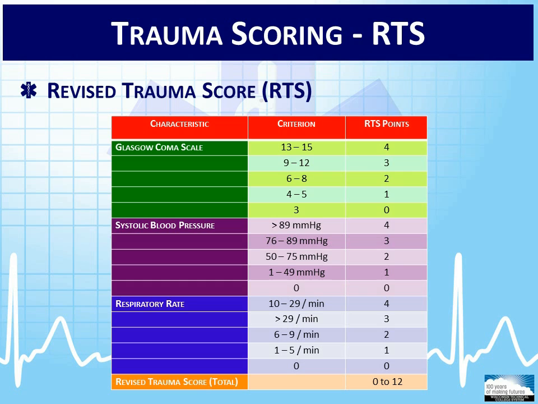Both the GCS and the RTS assist the EMS provider in quantifying a patient's baseline presentation, which then provides the basis for trending of the patient's status during subsequent reassessments. In some systems, these scores are also utilized to determine the level of the trauma facility to which a patient should be transported. We'll be discussing trauma care levels in just a little bit.